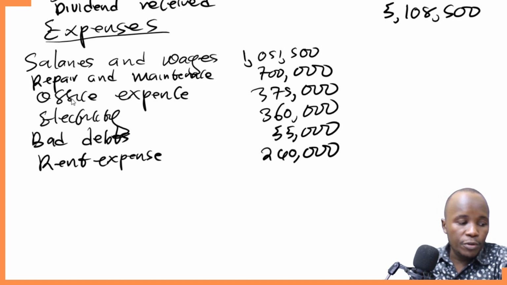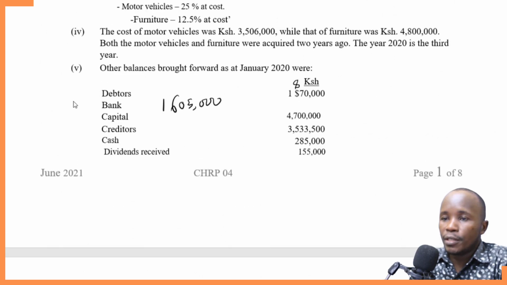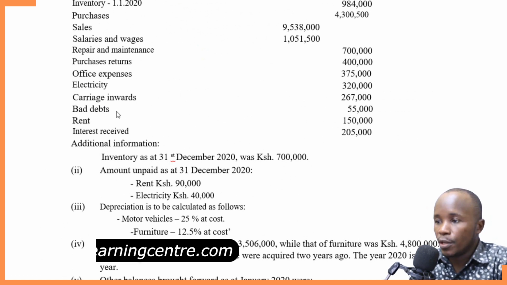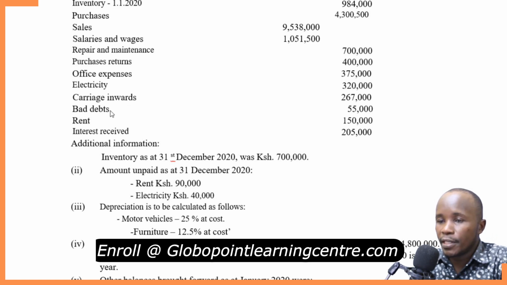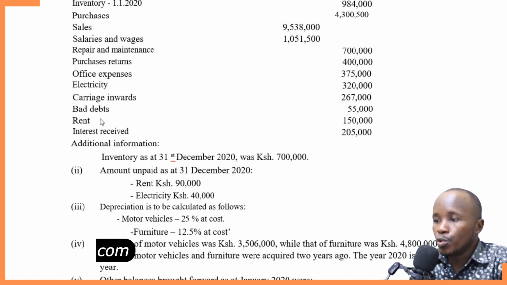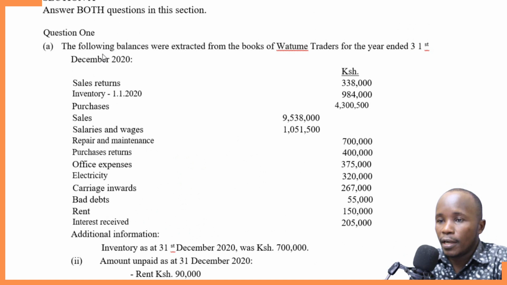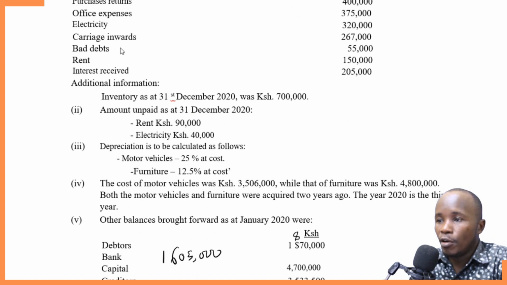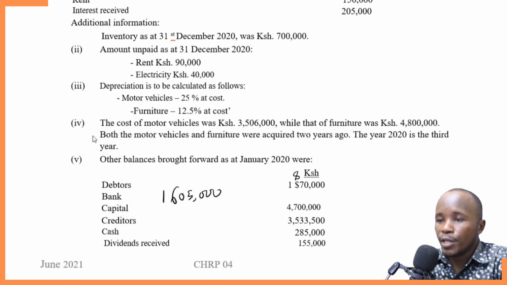Now, I also want to mention something here. You see, there is carriage inwards and there is carriage outwards. When you are given carriage outwards, those are allowable expenses. These are expenses incurred to carry goods to your customers. But carriage inwards, you consolidate them to purchases. Therefore, at this point on top here, I don't see any other expenses because I've already captured bad debts, I've captured rent, interest received. Let's go to the additional information.